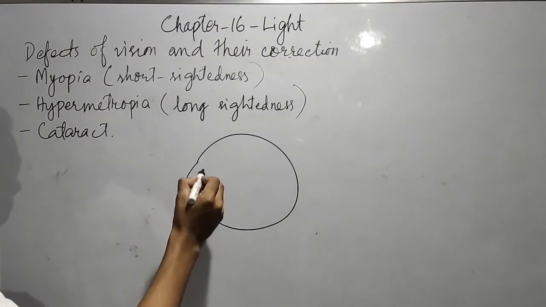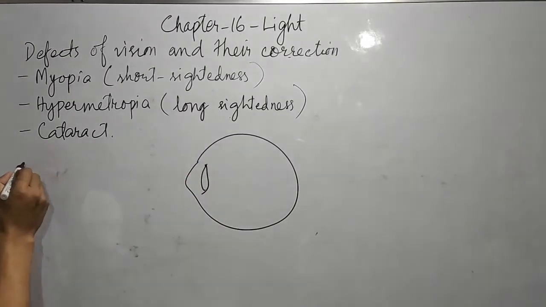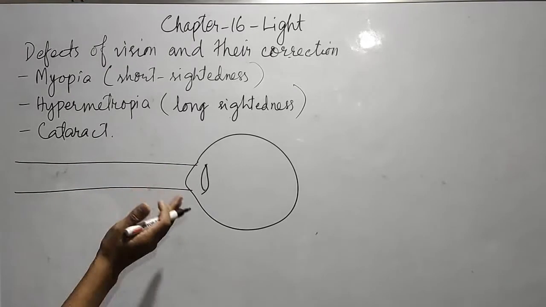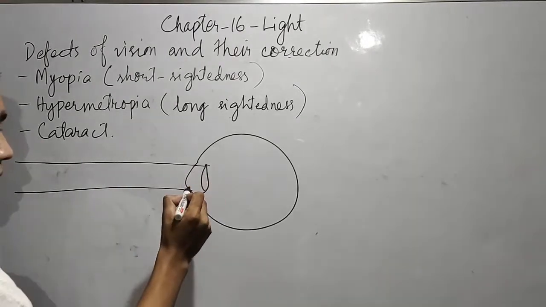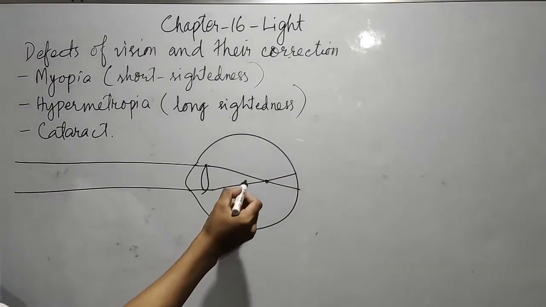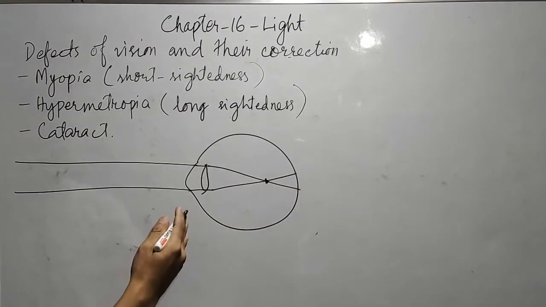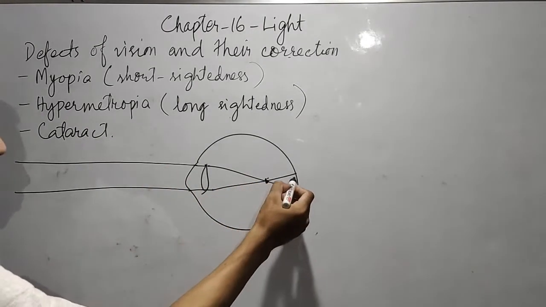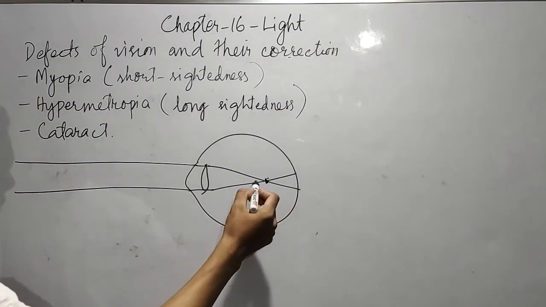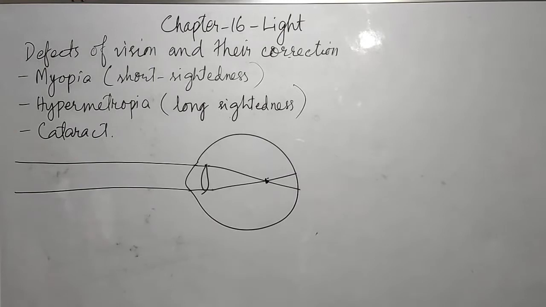suppose this is the eye, the lens, and as I have mentioned, in myopia they cannot see the far objects clearly. So whatever rays of light are coming from the objects that are placed at a far distance, the rays of light will intersect in front of the retina, and therefore the image is formed in front of the retina. Actually, the image should be forming on the retina, but in myopia the image is formed in front of the retina. That's why that person cannot see the far objects clearly.